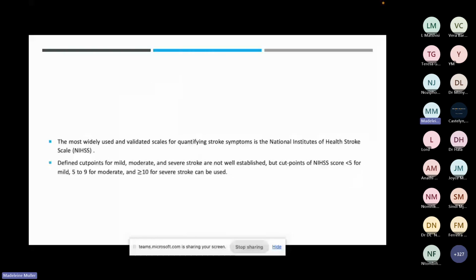So the most widely used and validated scale for quantifying stroke symptoms is the National Institute of Health Stroke Scale. Defined cut points for mild, moderate, and severe stroke are not well established, but cutoffs of less than 5 can be regarded as mild, 5 to 9 as moderate, and more than or equal to 10 for severe stroke can be used. It is quite a long thing, so I couldn't put it nicely on my notes because I didn't think it would project nicely, but on EM guidance, it is available and you can go through it there.